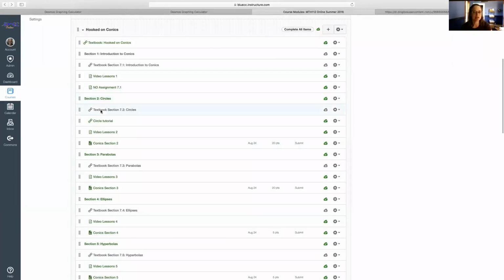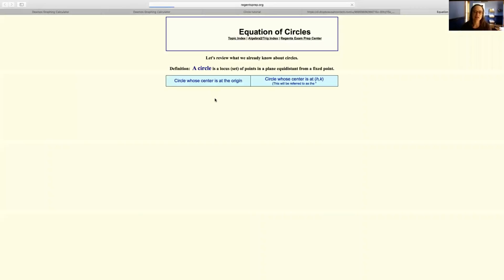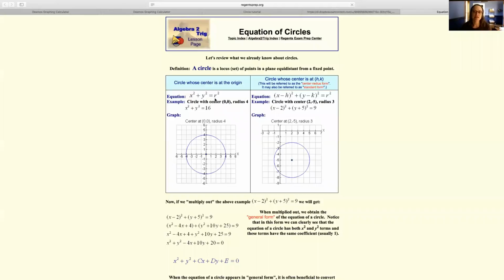I did right here where it says circle tutorial on our Canvas shell. Perhaps I have to click on the title up here. This is a tutorial on completing the square. So I'm going to walk us through doing this, but if you really don't remember how to do it, that tutorial will help you.